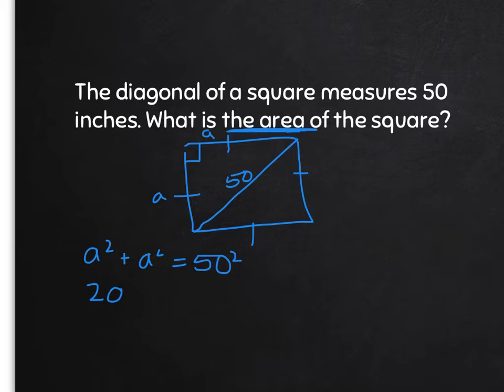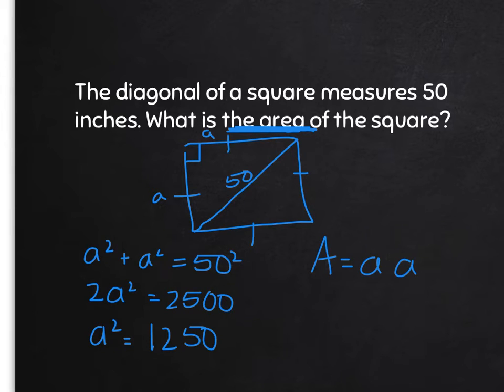So this is 2A squared. 50 squared is 25 plus 2 more zeros. When I divide by 2, I get A squared equals 1,250. And some of you are wanting to take the square root right now. Don't do that. Okay? Because we want the area. And the area has to equal A times A, or A squared.